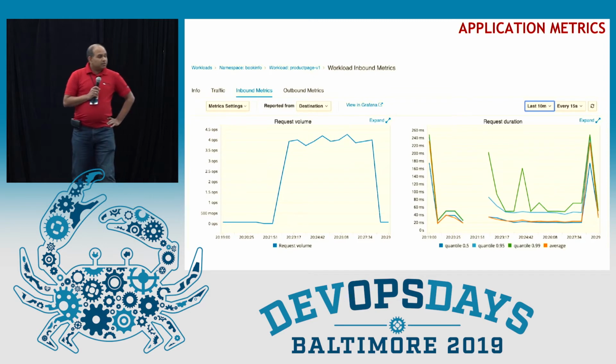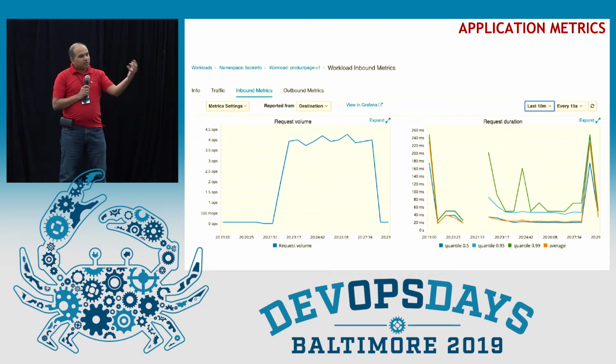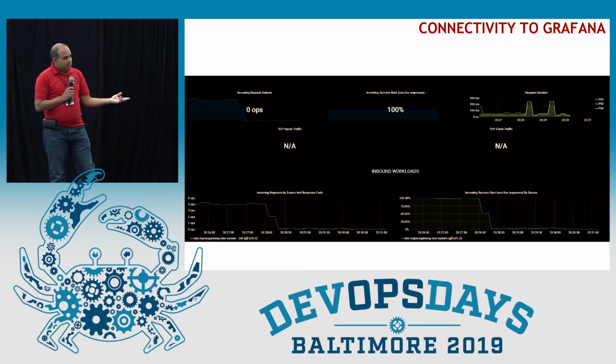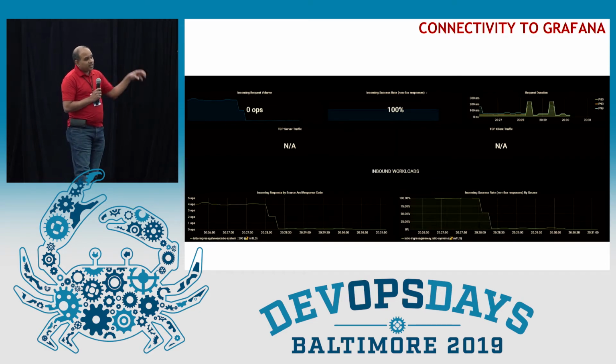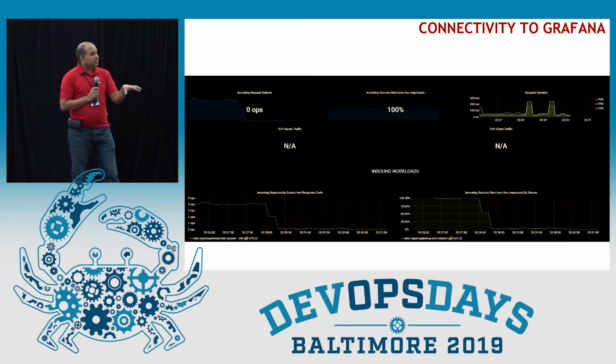Kiali will also show you the kind of metrics that you would be interested in. These metrics are coming through Prometheus into your Kiali, and it shows things like request duration, request volume, and a bunch more. These are both inbound and outbound metrics. If you want to dig into further detail, it can actually take you to Grafana, which shows you complete details of how your services are performing, so that you can do further analysis.